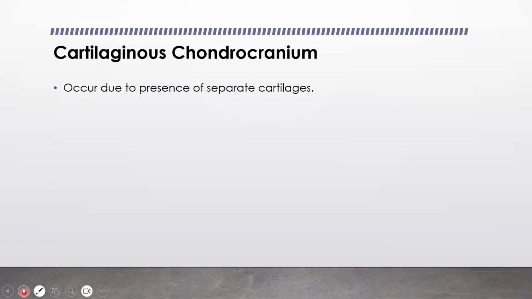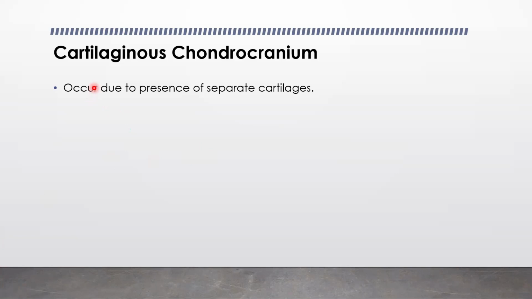Then we can go to the next bit, which is now the cartilaginous bits of the skull. The cartilaginous bits make the chondrocranium, and this chondrocranium is the base of the skull. You'll find that the base of the skull will be formed by irregular bones. Those irregular bones will be formed by endochondral ossification because you have a cartilage that is just anterior and posterior of the notochord.